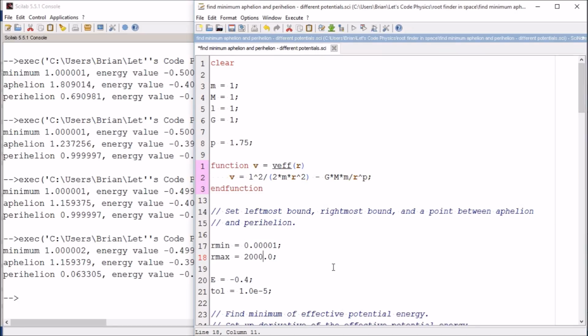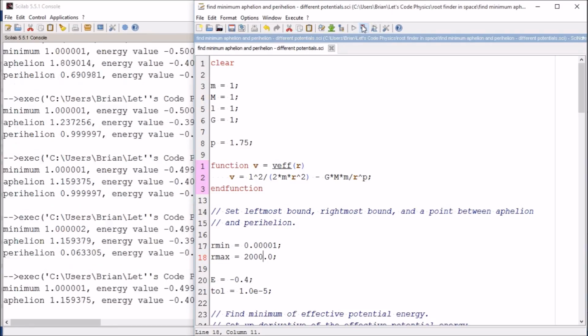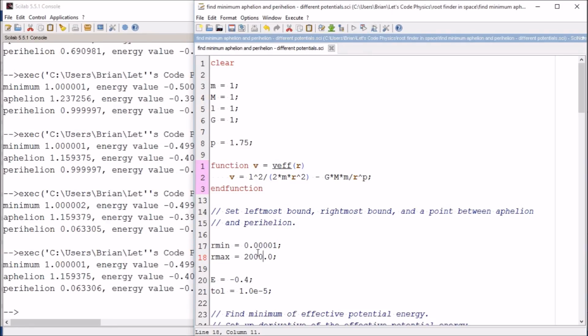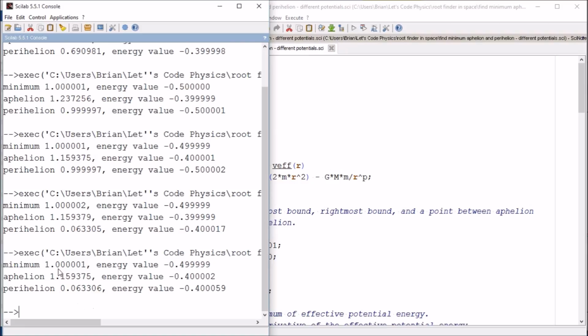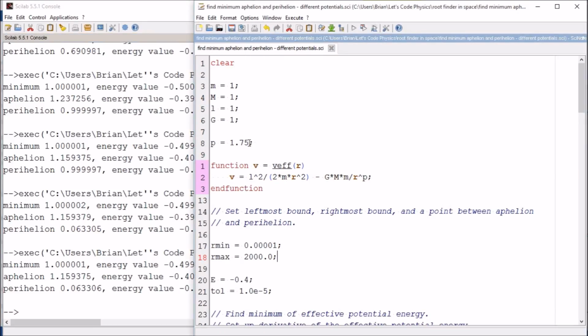Again, the advantage of this sort of divide and conquer approach to finding an intersection is that you can increase the bounds by an order of magnitude. It really only adds a couple of iterations. Let's see. So this is still coming out fine. Our aphelion has stabilized. Our perihelion is stabilized. So that is good. So what we could do, we could play around with this a little bit.